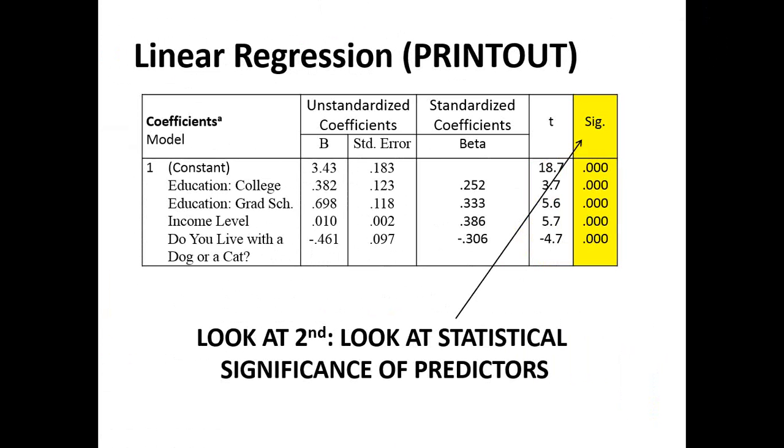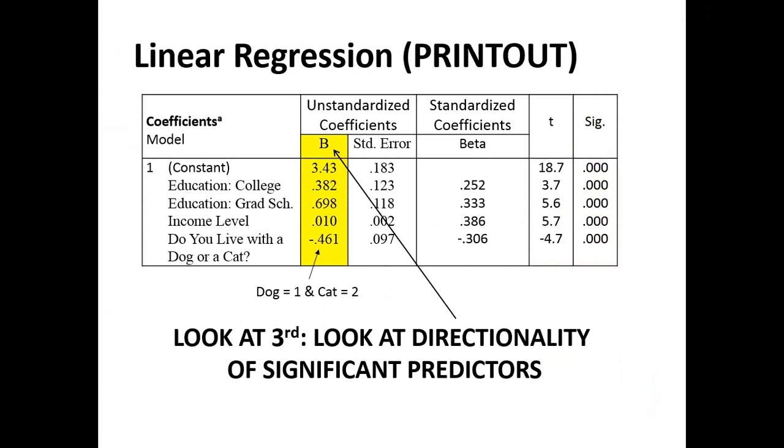Right? And the same thing with income. There's a significant relationship between income and happiness. And there's also a significant relationship between living with a dog or a cat and your level of happiness. So we know the relationships are significant, but that's all we know right now. So let's consider our next topic. So we want to know the directionality.